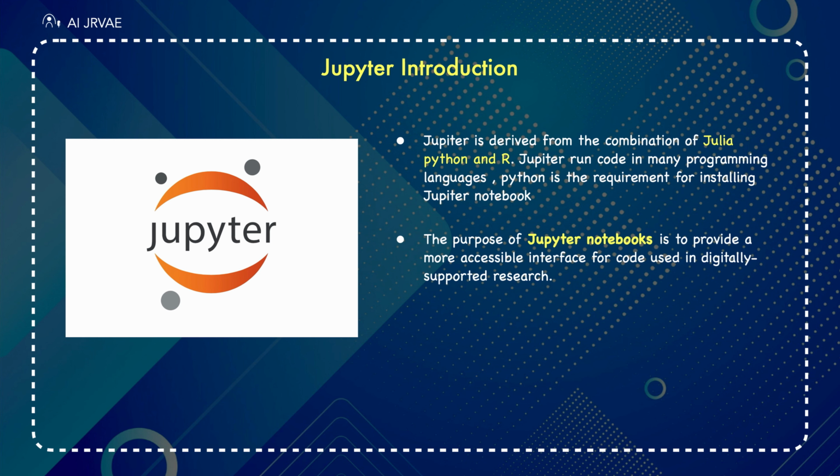The purpose of Jupyter Notebook is to provide a more accessible interface for code used in digitally supported research. The two main components of the Jupyter Notebook are the kernels and the dashboard. A kernel is a program that runs and introspects the user code. The Jupyter Notebook app has a kernel for Python code, but there are also other kernels available for other programming languages. The dashboard not only shows you the notebook documents that you have made, it can also be used to manage the kernels. You can see which ones are running. If necessary, you can shut them down.